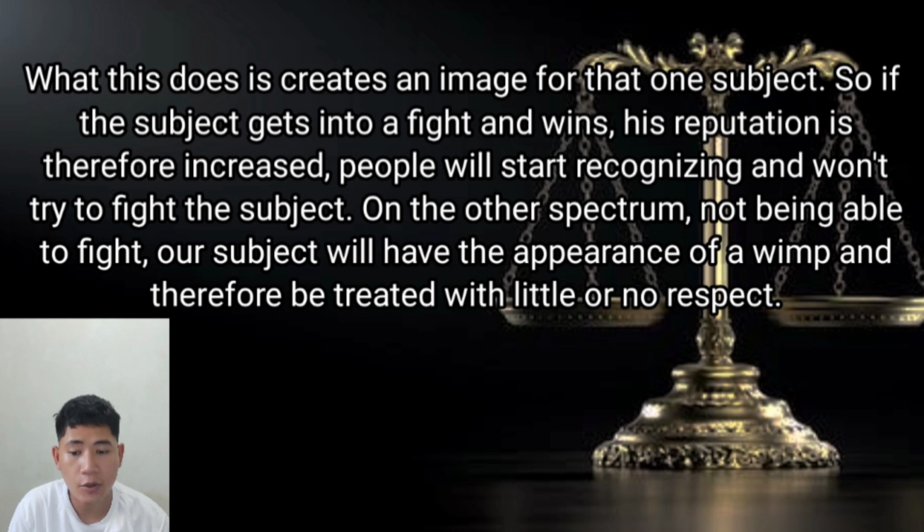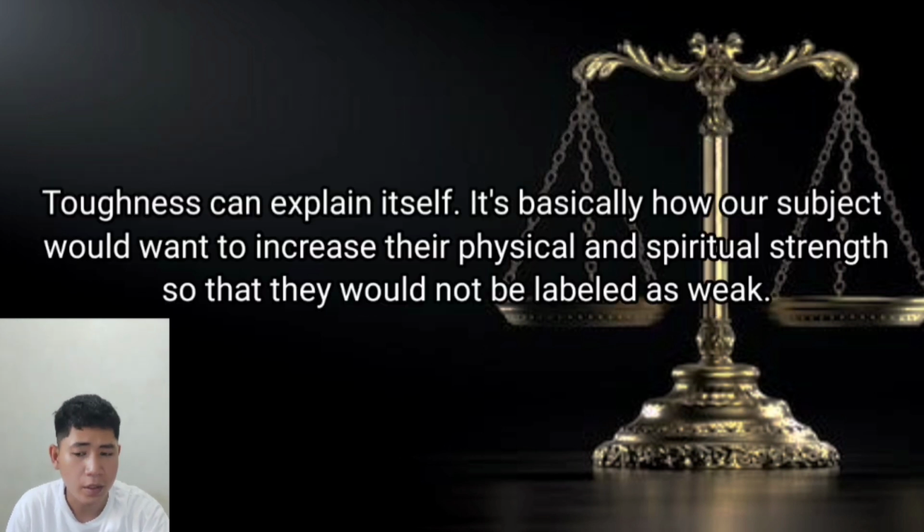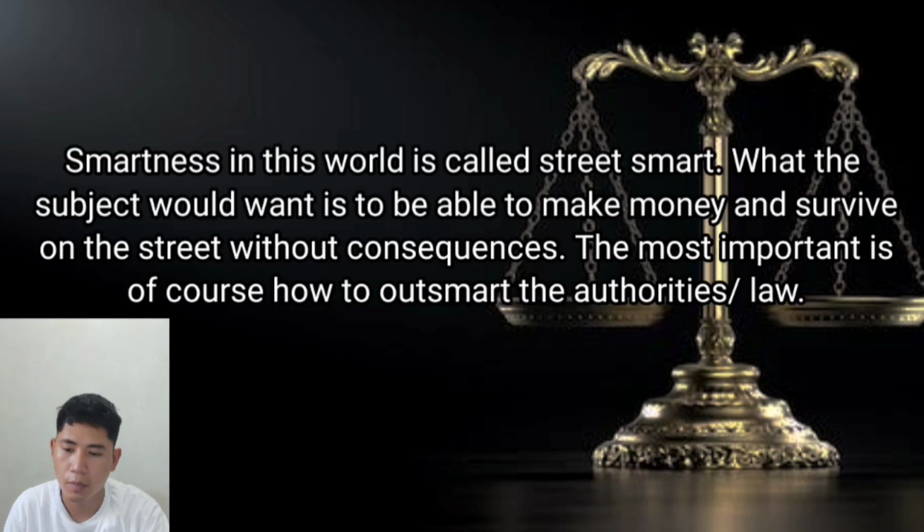What this does is create an image for that one subject. So if the subject gets into a fight and wins, his reputation is therefore increased. People will start recognizing him and won't try to fight the subject. On the other end of the spectrum, not being able to fight, our subject will have the appearance of a wimp and therefore be treated with little or no respect. Toughness can explain itself. It's basically how our subject would want to increase his physical and spiritual strength so that he would not be labeled as weak. Smartness in this world is street smart.